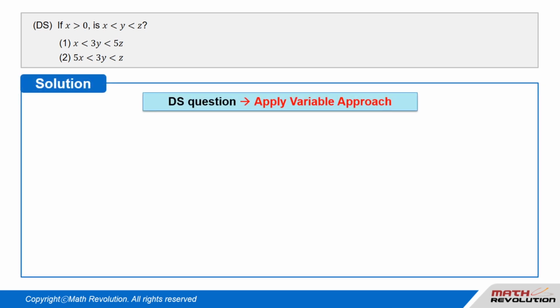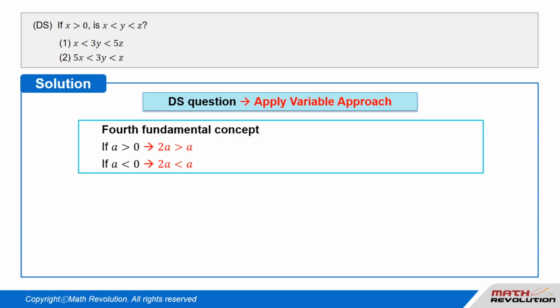Question DS. If x is greater than 0, is x less than y, which is less than z? Condition 1. x is less than 3 times y, which is less than 5 times z. Condition 2. 5 times x is less than 3 times y, which is less than z. Solution. Let us solve this DS question through the variable approach.